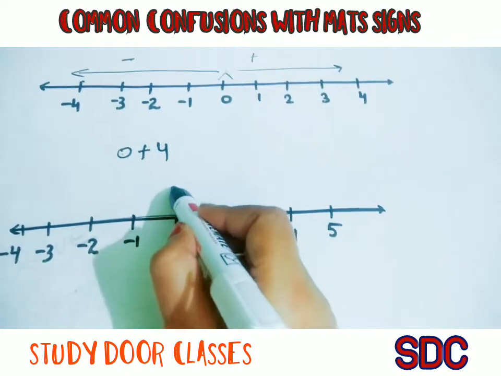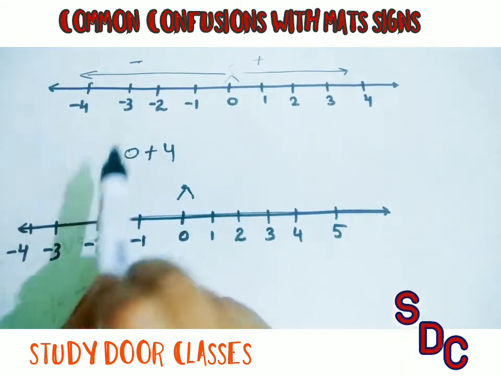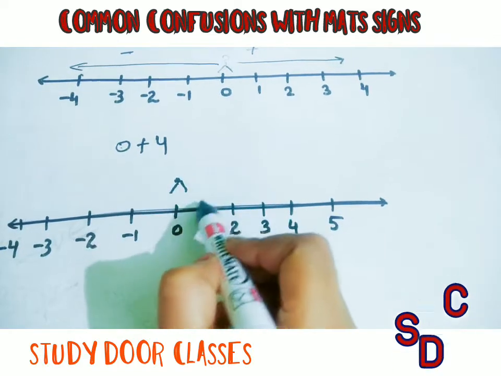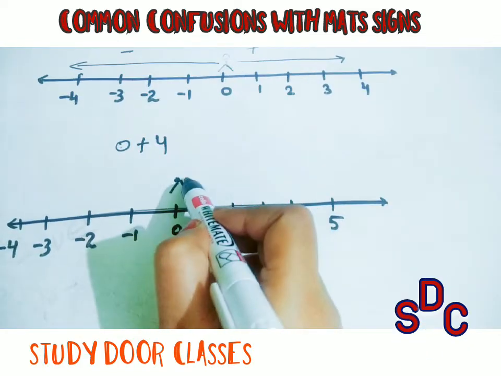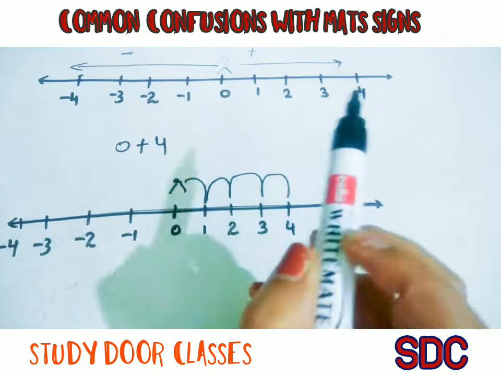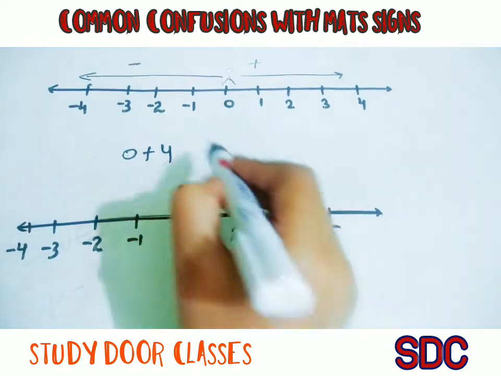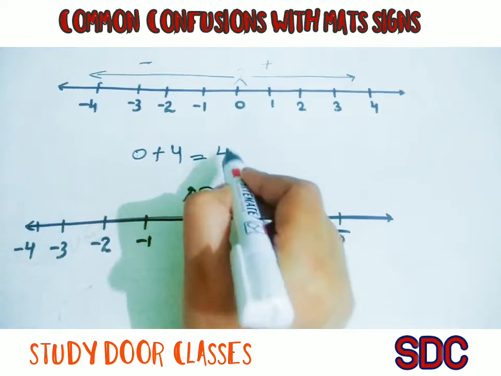Let's start from 0 plus 4. You are here. You add 4 to 0, then you will go 4 steps forward on the number line. You will reach 1 step, 2 step, 3 step, and 4 step. It means you reach 4 and your answer will be 4.